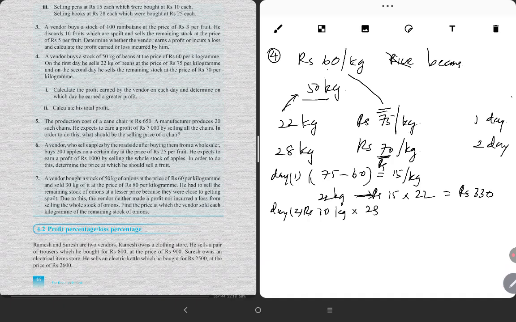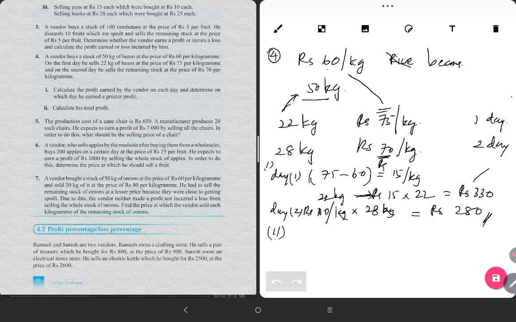Likewise, he is selling 28 kilograms, per kilogram, 28 kilograms. Okay, so 28 times 10 is the answer. So rupees 280 is the profit. So which day is making the highest profit? Day 1. Day 1 is making the highest profit. So this is the calculation for our first question.